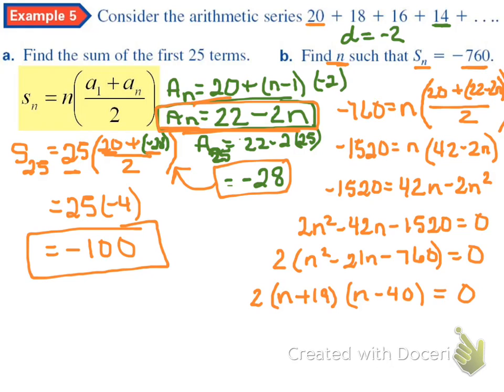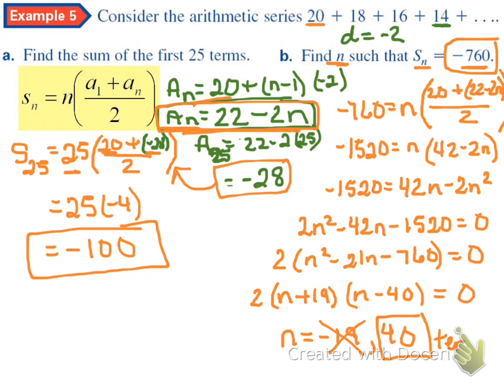Use your zero product property. You find that n is going to either be equal to negative 19 or positive 40. Now remember, we're looking for the number of terms. You can't have negative 19 terms, so we know that's not the correct answer. So the number of terms that we would have to add together to get negative 760 as the sum would be 40 terms. If we added 40 terms together, we would end up with negative 760. All right.